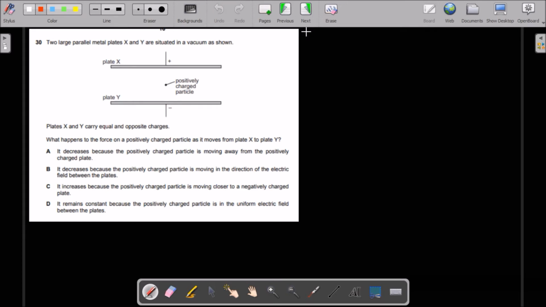Question 30. Two large parallel metal plates X and Y are situated in a vacuum as shown. There is a positively charged particle in the middle of these plates. The plates carry equal and opposite charges. What happens to the force on a positively charged particle as it moves from plate X to plate Y?